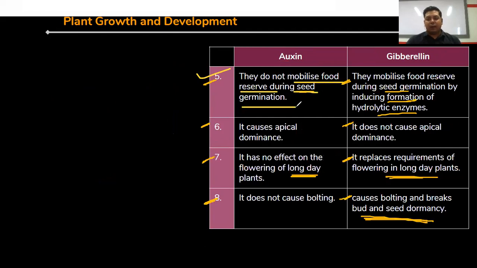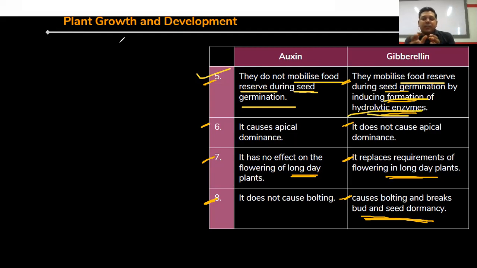So there is no function of auxin related to the seed germination process. But gibberellin is extensively involved in the seed germination process, and it mobilizes the reserve food material and induces the formation of hydrolytic enzymes.